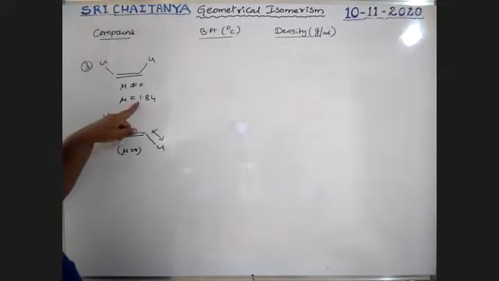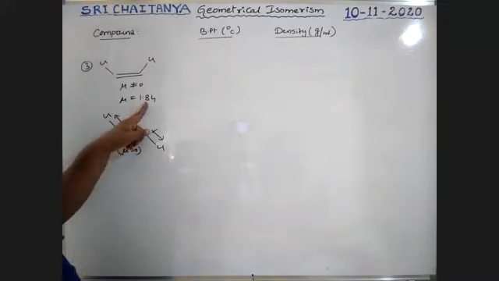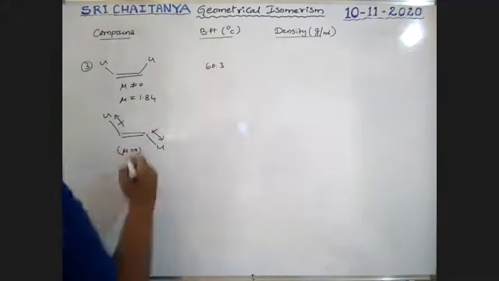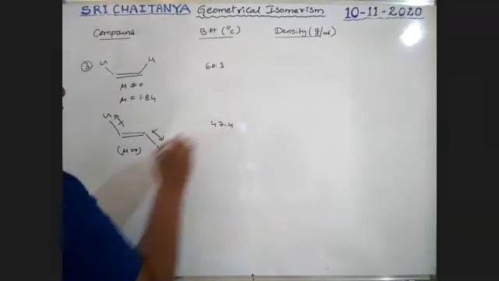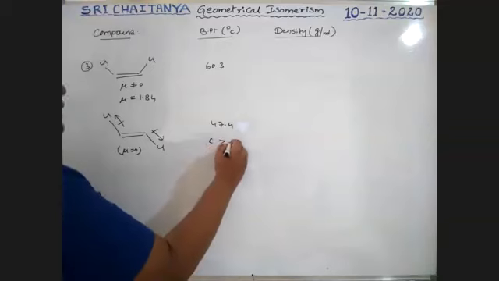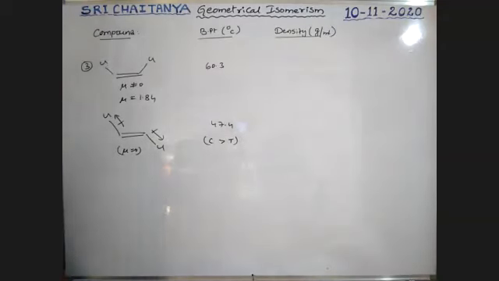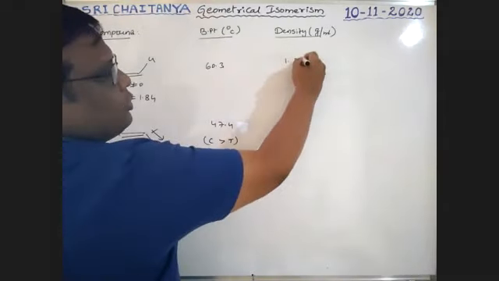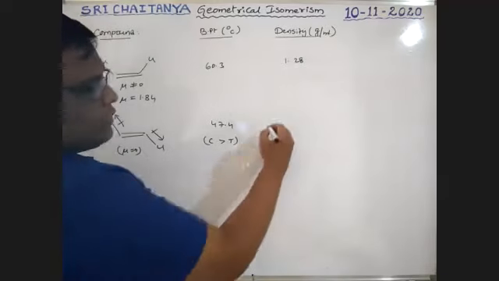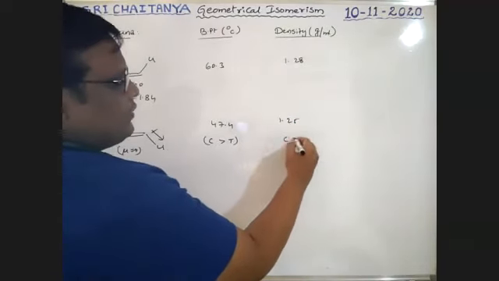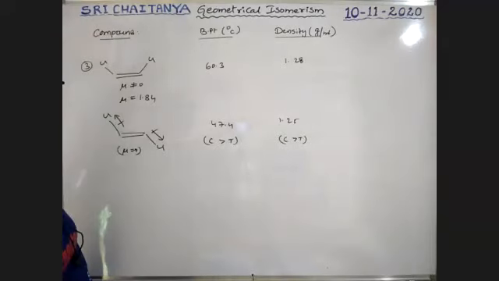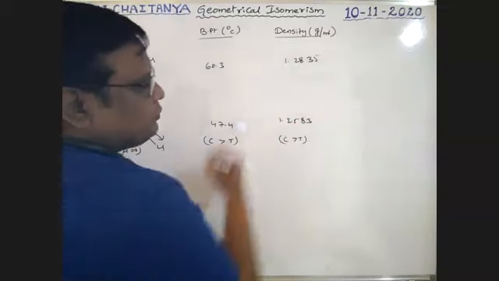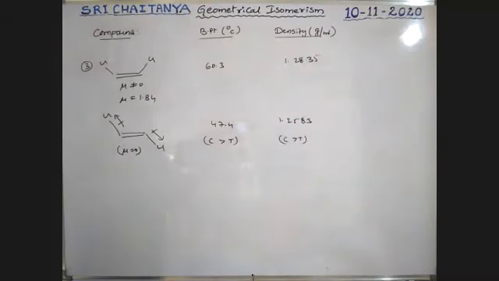So therefore, here more dipole moment, here less dipole moment. Therefore, the boiling point of this one is more than the boiling point of this one. Its boiling point is 60.3 degrees centigrade, and its boiling point is 47.4 degrees centigrade. Here cis is greater than trans. For density, it is 1.2835 and 1.2583. So standard values, cis greater than trans.